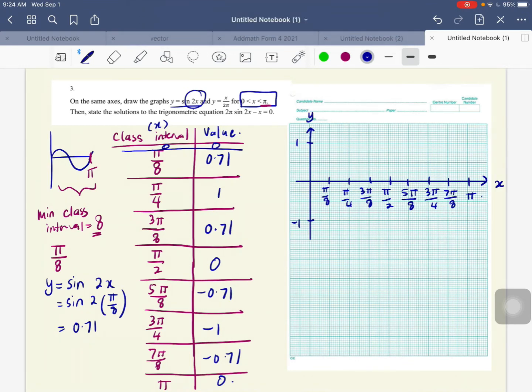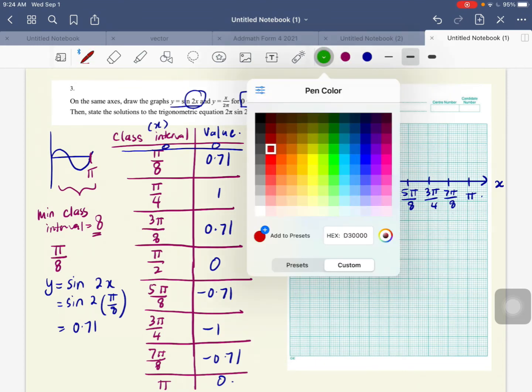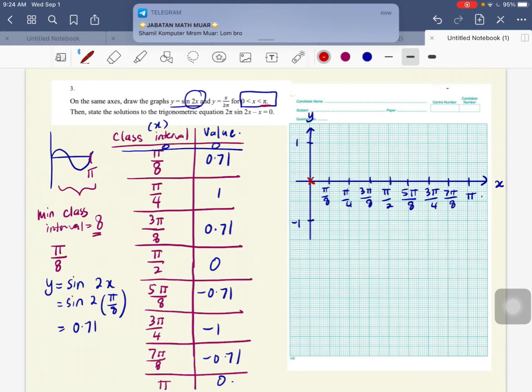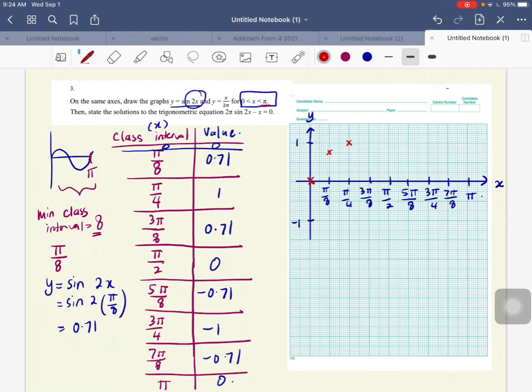Now start plotting the graph. We start with 0 and 0. Pi over 8 is 0.71, so it is here. Pi over 4 is here. 3 pi over 8 is here again. Pi over 2 is 0. 5 pi over 8 is negative 0.71, somewhere here. Then 3 pi over 4 is negative 1. Then 7 pi over 8 is negative 0.71, and then pi is equal to 0. That's how you plot the graph.